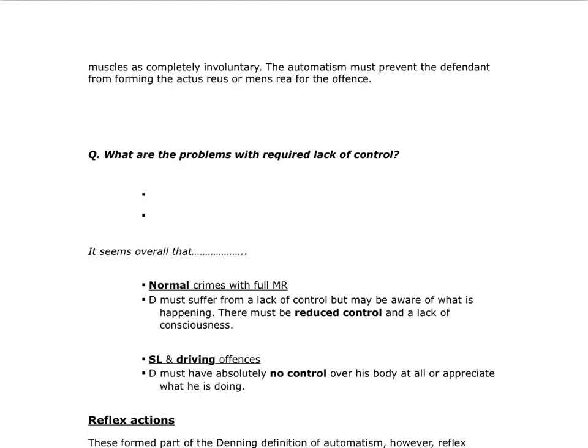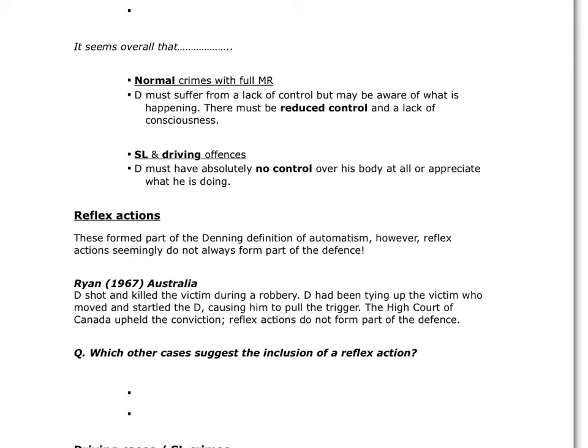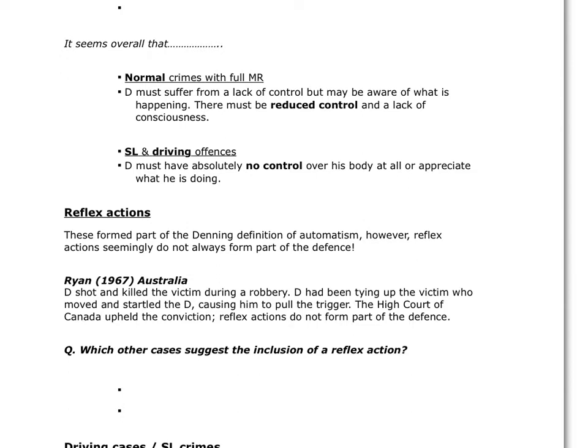However, in terms of application, this is the way we'll take this forward. It seems overall, and this is the consensus of the courts, though there is some disagreement, but this is what we'll go with: for normal crimes, so not strict liability or anything else, just a normal bog standard crime with a full MR attached, D must suffer from a lack of control. D might be aware of what is happening, but there has to be reduced control and a lack of consciousness to some extent. So in short, normal crime, reduced control.